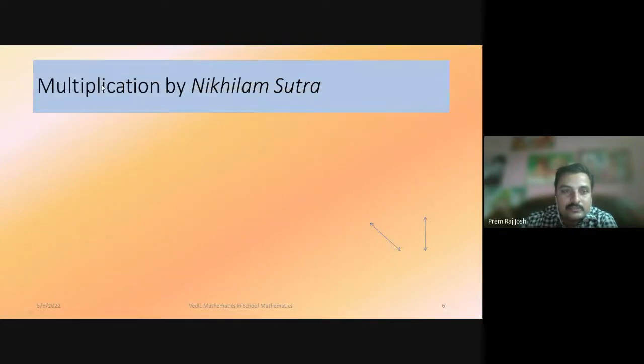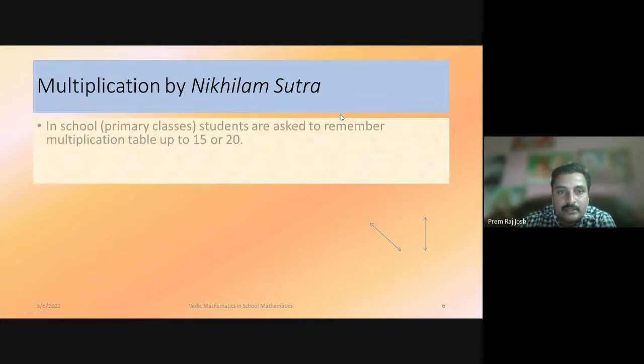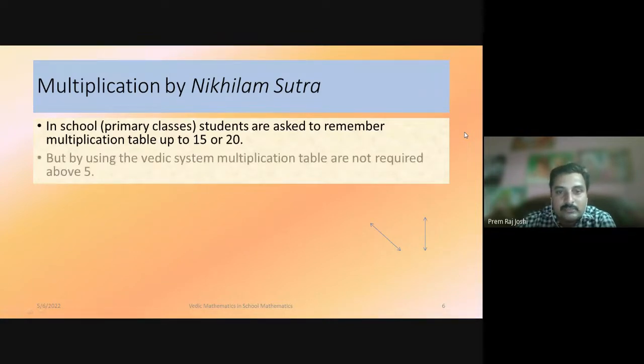So first, I'm going to take the example of multiplication by the Nikhilam Sutra. This is also a very popular application of Vedic mathematics. In the primary mathematics classroom, students are asked to remember the multiplication table up to 15 or 20 or more than that, which students find difficult.